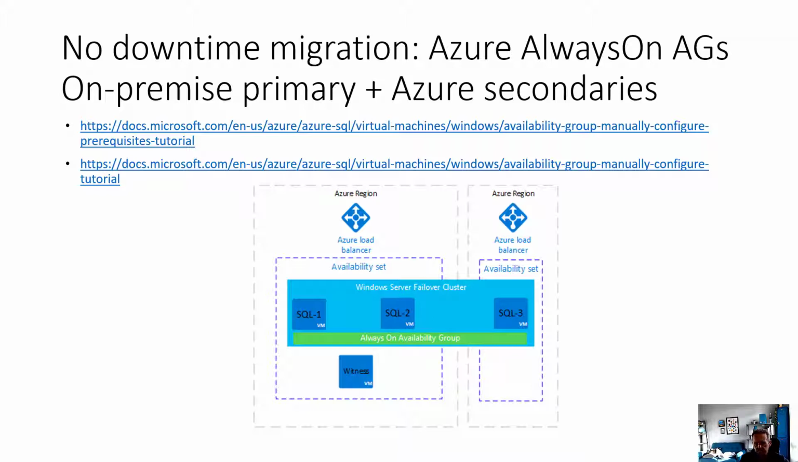It is possible to create an always-on availability group where the primary is your on-premise SQL server and the secondary is the VM you created in Azure. It takes a little while, and this tutorial will guide you through it exactly. But when you do this tutorial, that means that when you go to migrate, all you have to do is just fail over to the secondary. Now the Azure VM is the primary, right? You're failed over, and you can just tear down the AG and get rid of the on-premise server if you want.